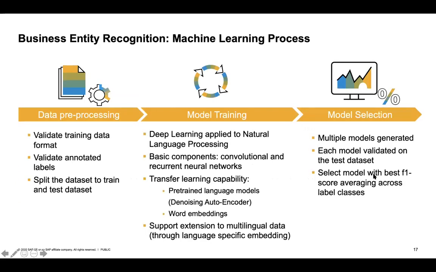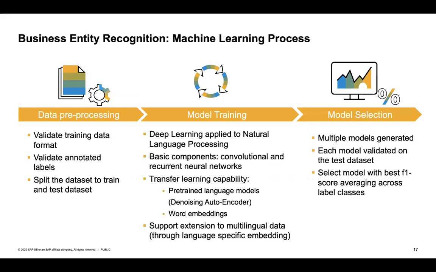This slide talks about a brief overview of what goes on in the background in terms of the machine learning process. So the machine learning process is primarily divided into three steps. First is the data pre-processing step.